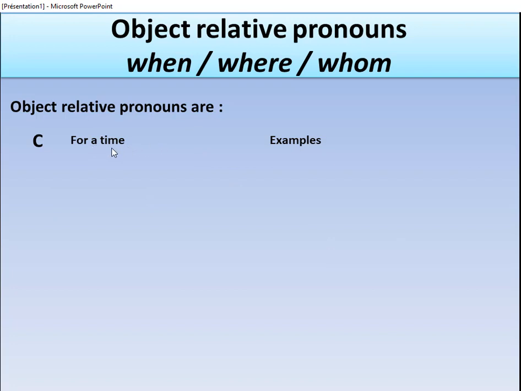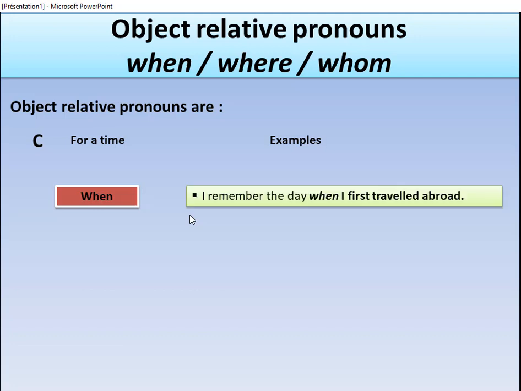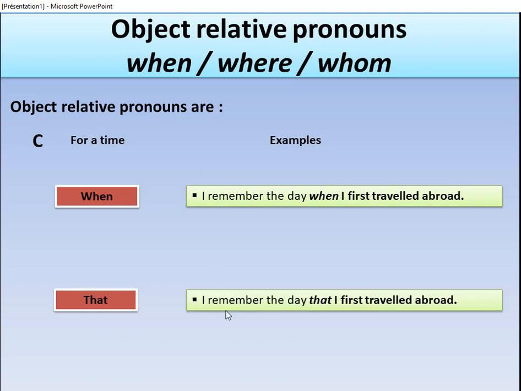For time, as you can see here, we may use when to refer to a time. An example: I remember the day when I first traveled abroad. I personally remember that day when I first traveled abroad. I can't forget. Or we can say that instead of when. So when or that are interchangeable. You can use this or that one. Example: I remember the day that I first traveled abroad. So that and when can both be used to refer to a time.